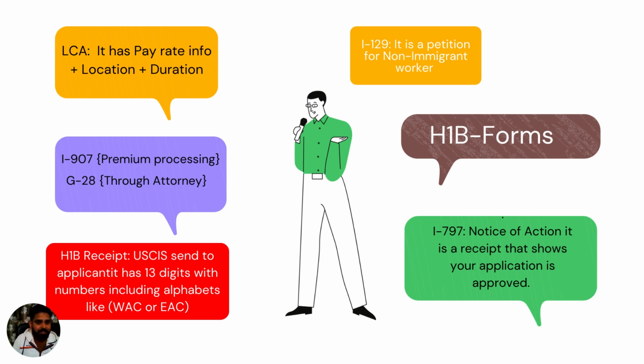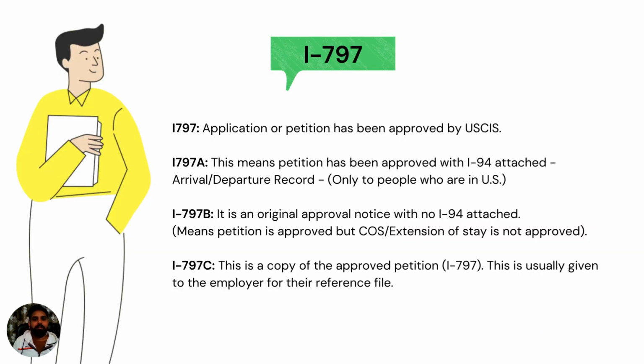Now the H1B receipt. After submitting your petition, USCIS provides a receipt saying that your documents have been submitted; that receipt is known as the H1B receipt. It has 13 digits with alphabets like WAC or EAC. Now, I-797. I-797 is a notice of action saying that your petition has been approved. Now, there are three to four types of I-797 forms. I will explain the types of I-797 in the next slide.